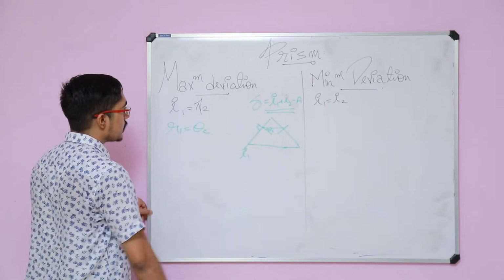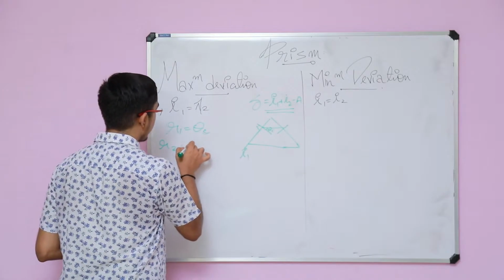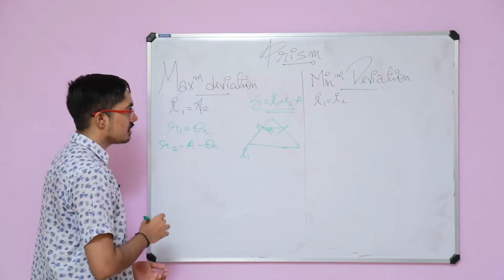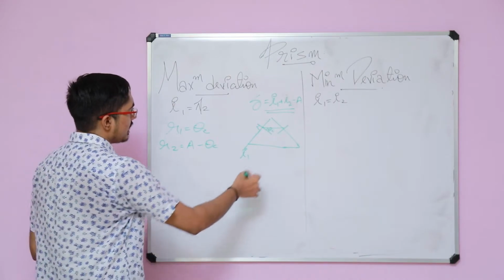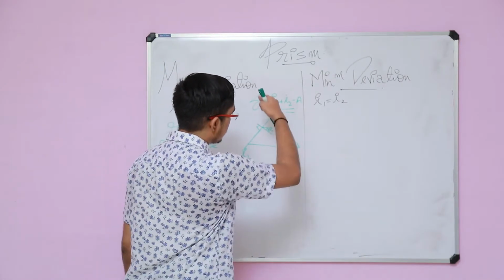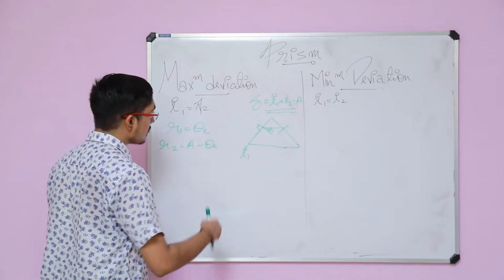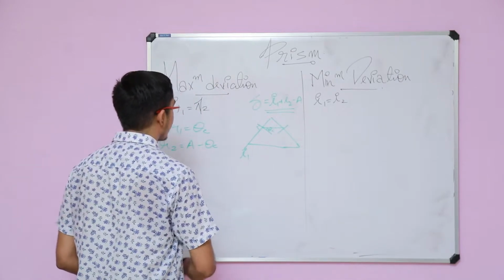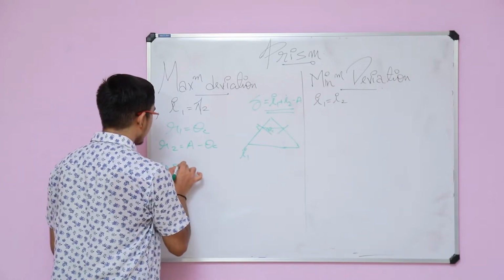Now R1 plus R2 is equal to A, so I can write R2 is equal to A minus theta c, right? Now what I will do is, at the second refracting surface, I will apply Snell's law. So it is mu sine R2.